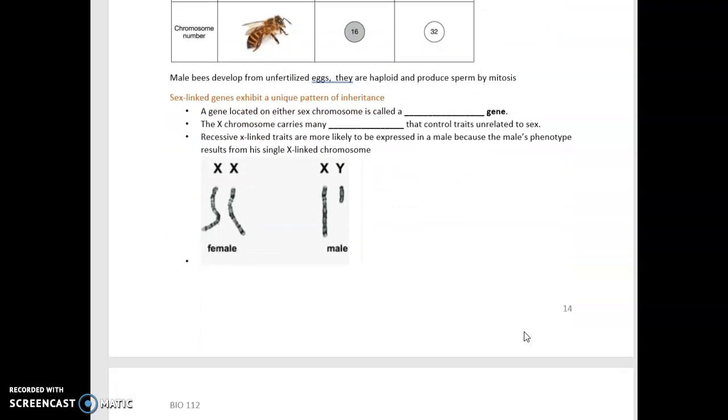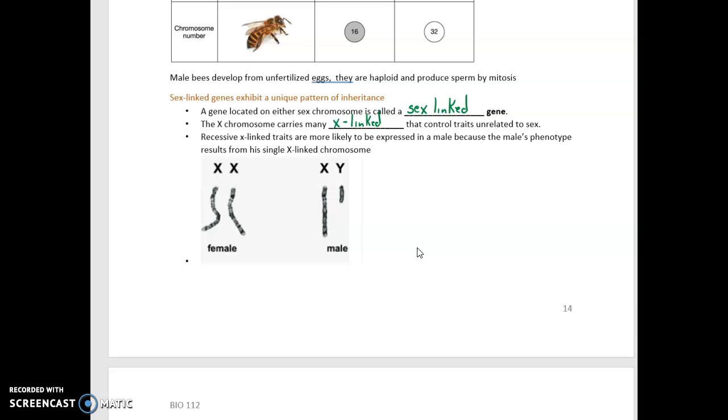So the genes that are on these sex chromosomes are not all related to sex. A gene located on either sex chromosome is called sex-linked because it tends to be inherited with the sex. The X chromosome carries many X-linked genes that are unrelated to sex. Recessive X-linked traits are much more likely to be expressed in a male because the male's phenotype results from his single X-linked chromosome. So look at the length of these two chromosomes.